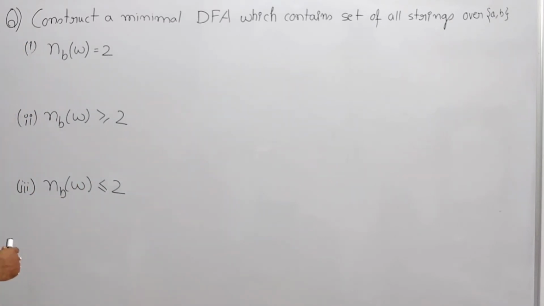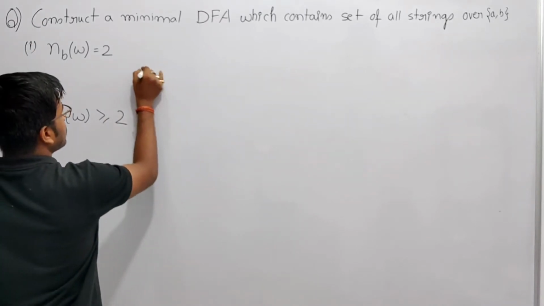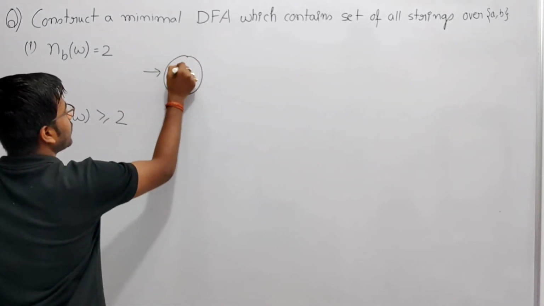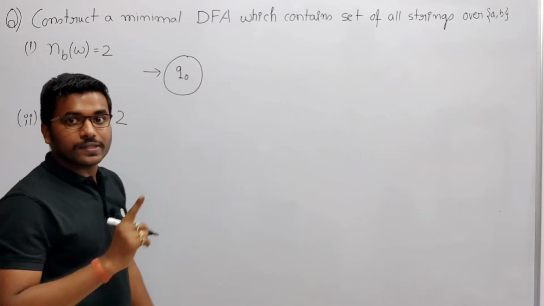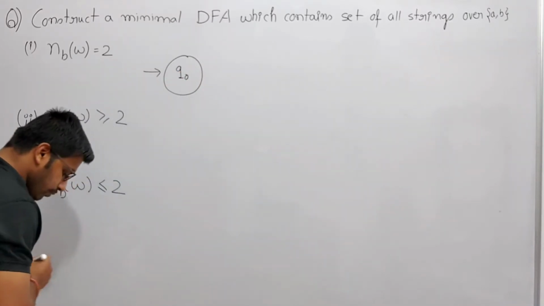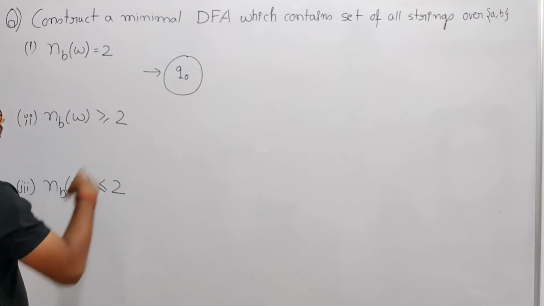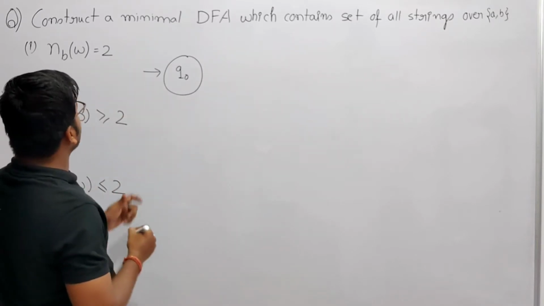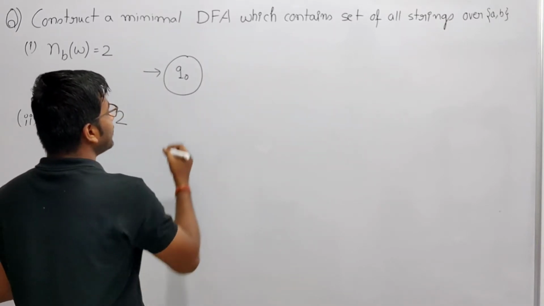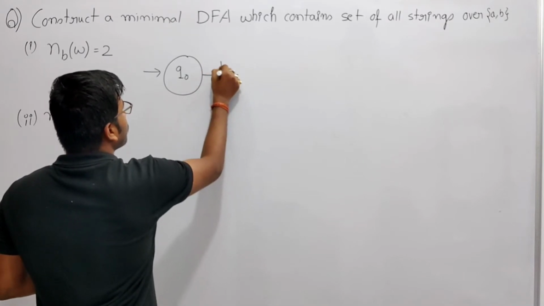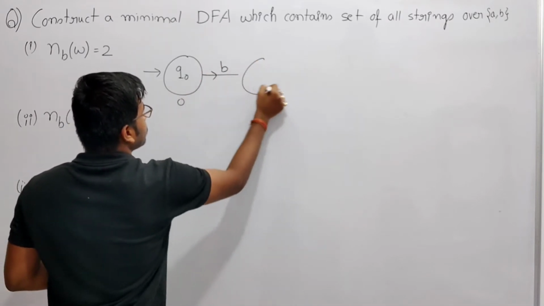Okay, so first they are saying that you construct a minimal DFA which contains set of strings over A comma B. So sigma is going to be A comma B, in such a way that number of B should be equal to 2. Now see, initial state is going to indicate number of B, because I want number of B to be equal to 2. So this is indicating that number of B is 0. Now by getting 1 B, number of B is going to 1.